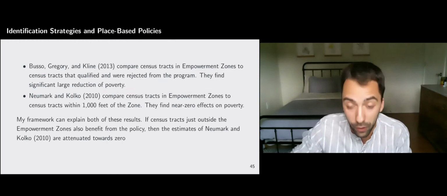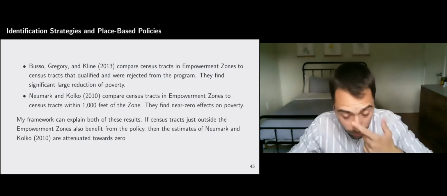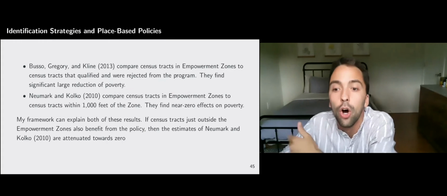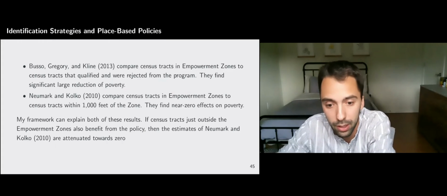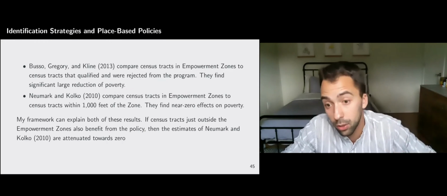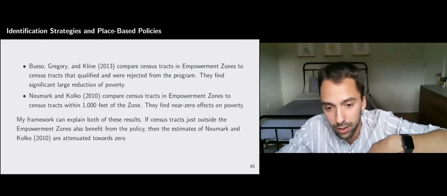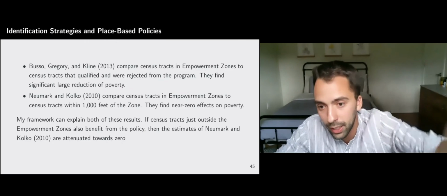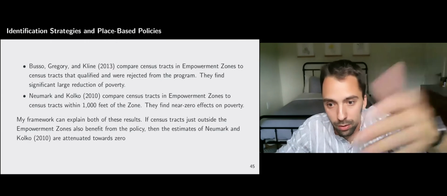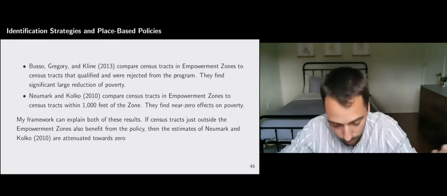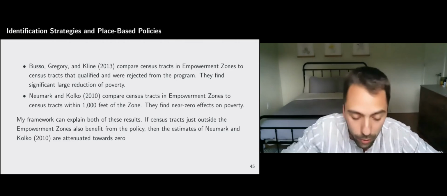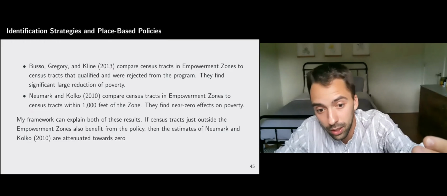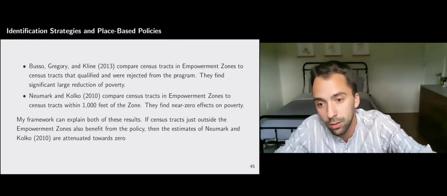But in my framework, you can actually explain both of these results. If census tracts just outside the empowerment zone also benefit from the policy, then the estimates of Newmark and Kolko are going to be attenuated towards zero. There are reductions in poverty, but those reductions are also felt just outside the empowerment zone because businesses are moving in and maybe the workers live outside the empowerment zone or they spend money just outside. Then you're going to just be biased towards zero. And so you can actually think both of these results are true if you make the assumption that just on the other side of the empowerment zone, census tracts also face a reduction in poverty.